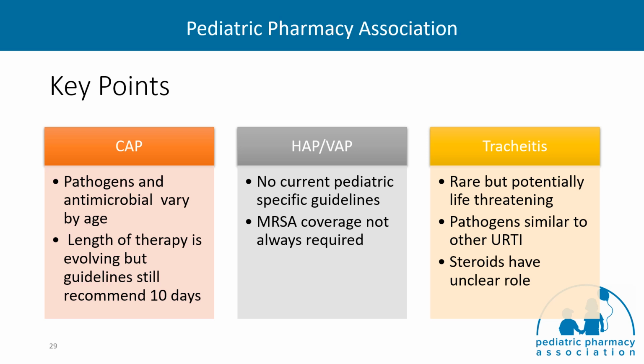in shorter courses. Pediatric HAP and VAP management is based on available pediatric and adult recommendations. MRSA coverage is not always needed, and efforts should be made to narrow the regimen if and when cultures are finalized. And finally, bacterial tracheitis is a rare but potentially life-threatening condition, predominantly seen in children. Most of the pathogens are similar to other respiratory tract infections, but the common pathogens may be changing due to increased vaccination. And it is unclear if steroids have a place in therapy and should be used with appropriate clinical evaluation.